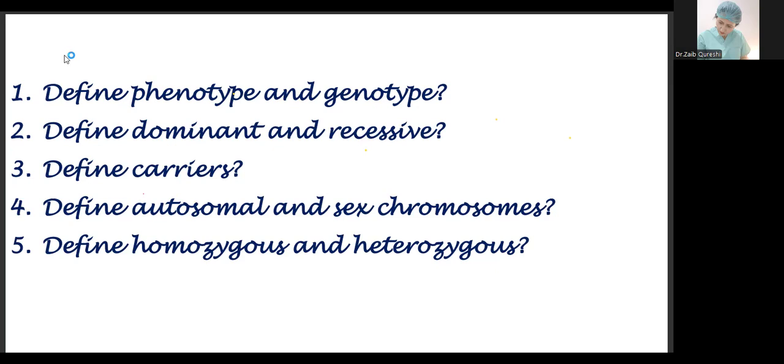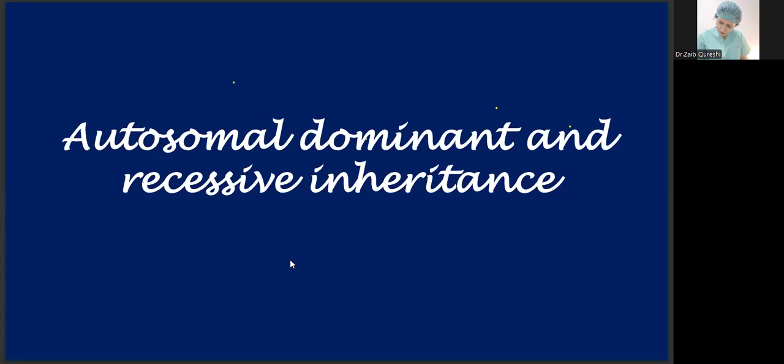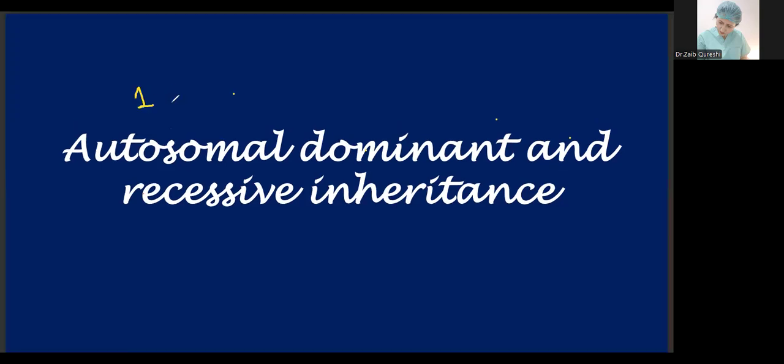So now all these 5 questions, which I promised we would do first to build the concepts, are done, and now we will start autosomal dominant and recessive inheritance. Autosomal, you have just told me, guys, that 1 to 22 are the autosomal chromosomes. So anything related to these chromosomes.